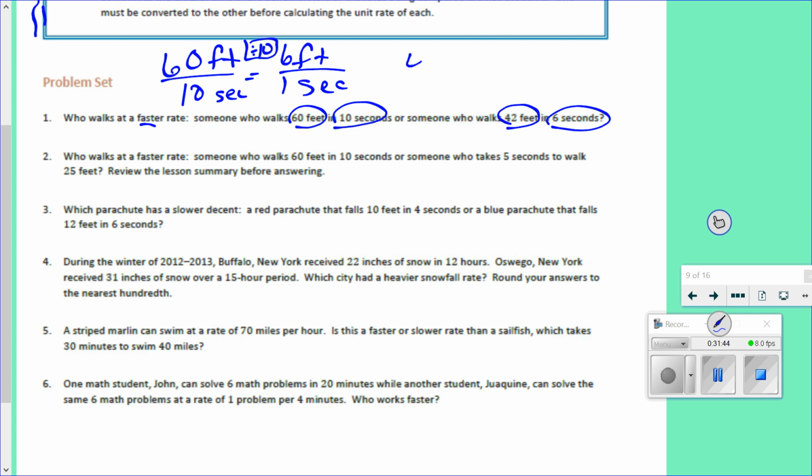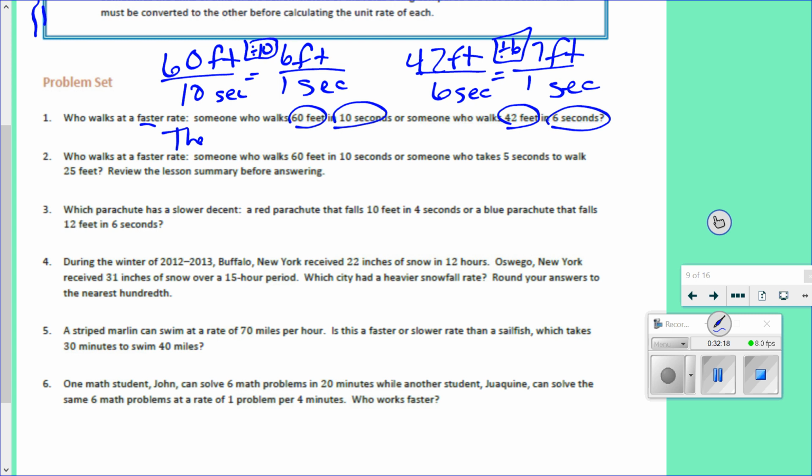So 42 feet, 6 seconds, equals blank feet, 1 second. How many seconds do I want? 1. How do I go 6 to 1? Divide by 6. That's 7. Is there anything in here that I'm asking you to do that's too hard? No. So please do it. Show your work. Show your work for all 6 problems. Now that I've done this, do I know who's faster? Who? The second person is faster.